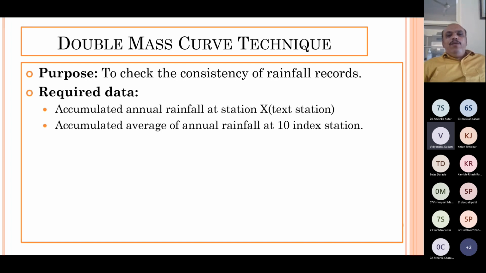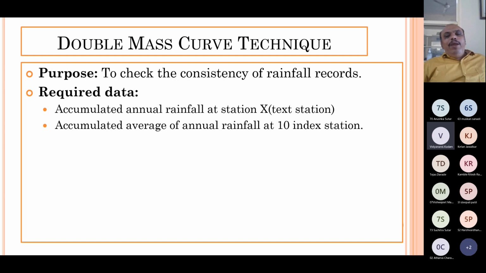Now I think it is clear what the use of the double mass curve technique is: to check the consistency of rainfall records. This double mass curve is plotted with reference to two data. One is the accumulated annual rainfall at station X. Station X is the test station for which we are going to check the consistency of rainfall records, and at that station we have the annual rainfall values.